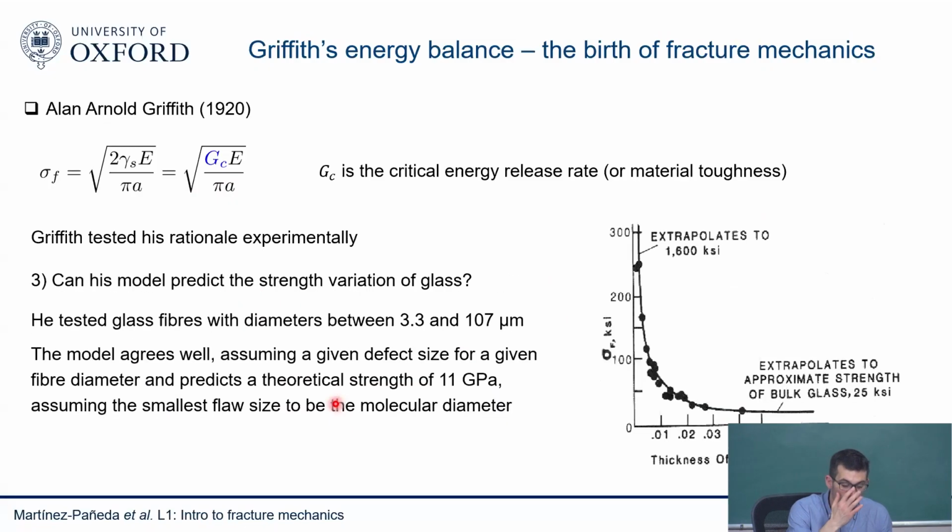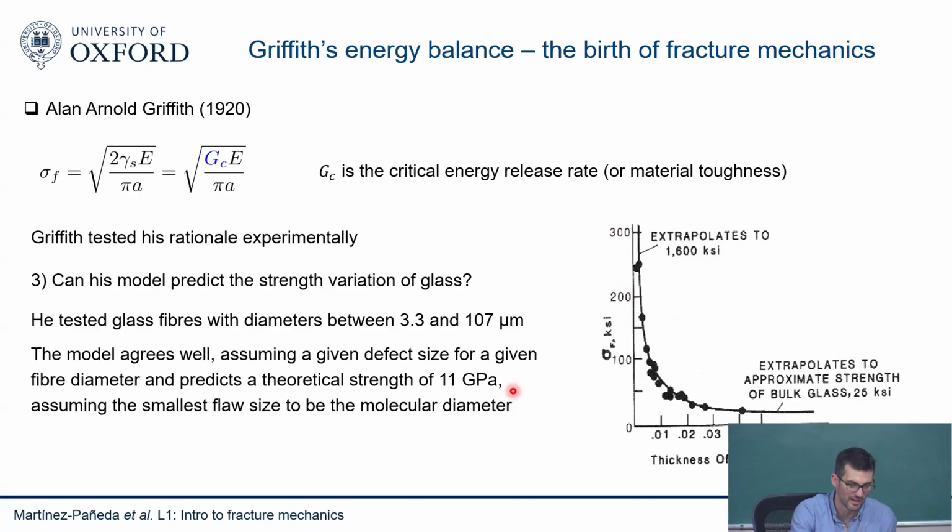And then finally he tried to use his model to predict the strength variation in glass. For that he tested glass fibers with different diameters, and his model seemed to agree quite well. He could also extrapolate his model to assume that the smallest defect he could have would be on the order of the molecular diameter, and then he would get a theoretical strength of 11 gigapascals, which was not too far away from the theoretical strength for silica glass that we discussed before. So he was quite satisfied with it.